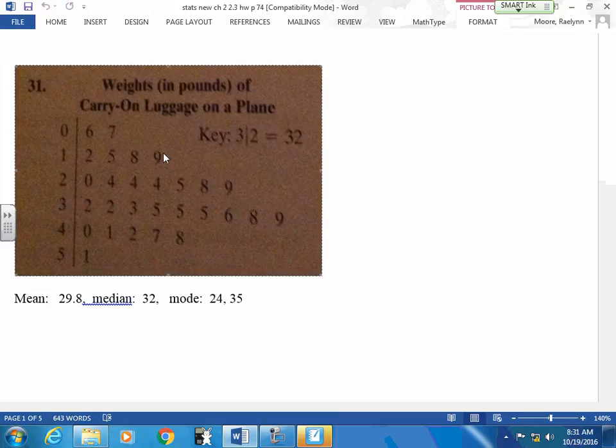Now, on an even number, you're going to be between two of them and take an average. On an odd number, it's going to be all by itself. So somewhere between like your 14th and 15th one, you'll have to average it.